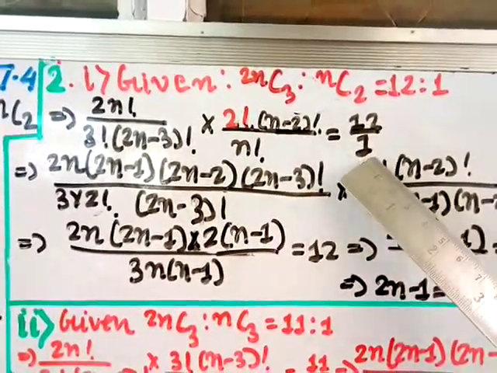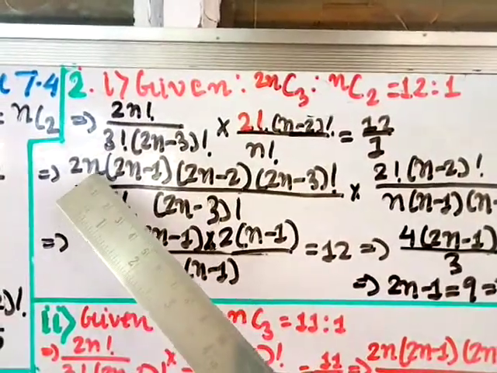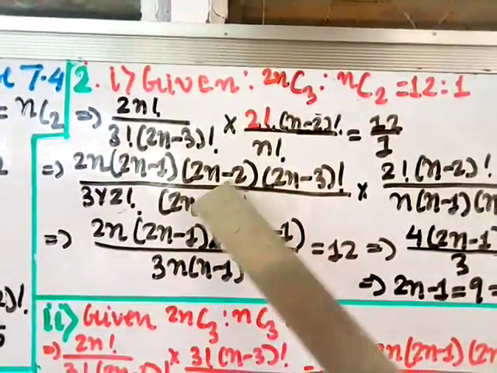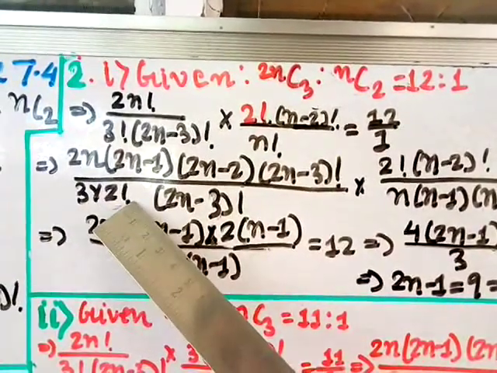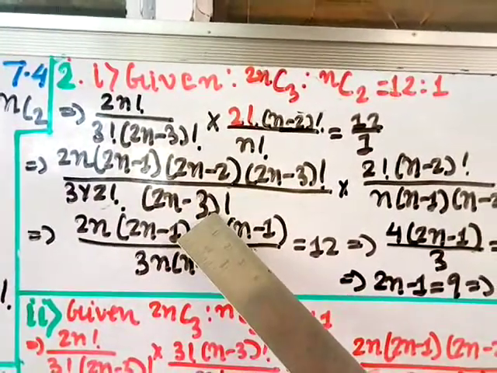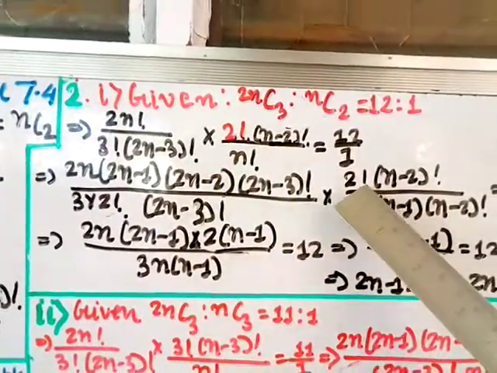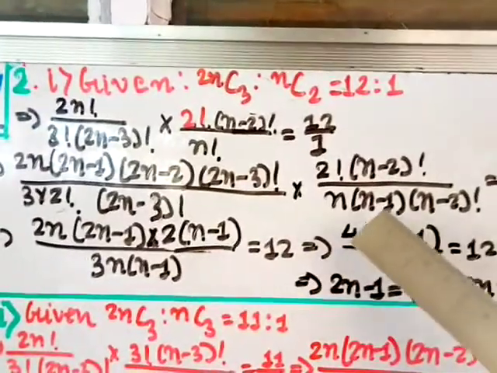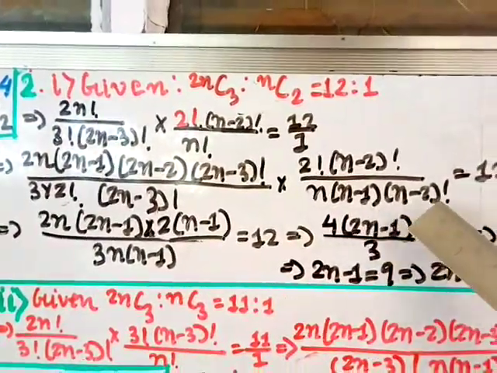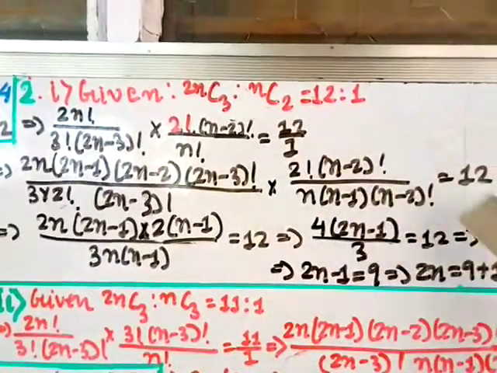Here 12 by 1. Now 2n factorial I can write as 2n into 2n minus 1 into 2n minus 2 into 2n minus 3 factorial. 3 factorial is written as 3 into 2 factorial. This 2n minus 3 factorial as it is, into 2 factorial as it is, n minus 2 factorial as it is. This n factorial I can write as n into n minus 1 into n minus 2 factorial equal to 12 by 1, that is 12.